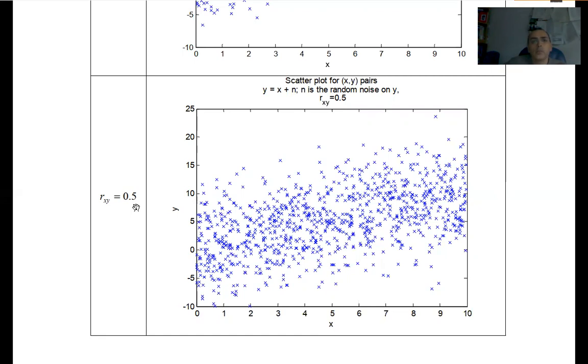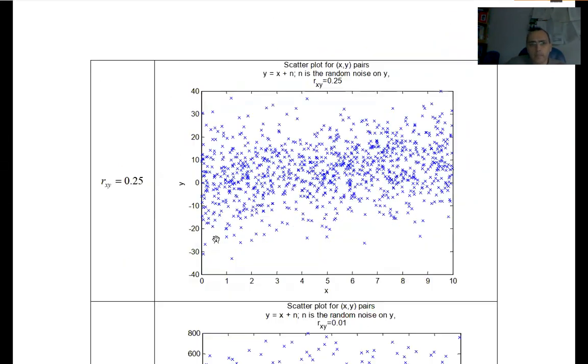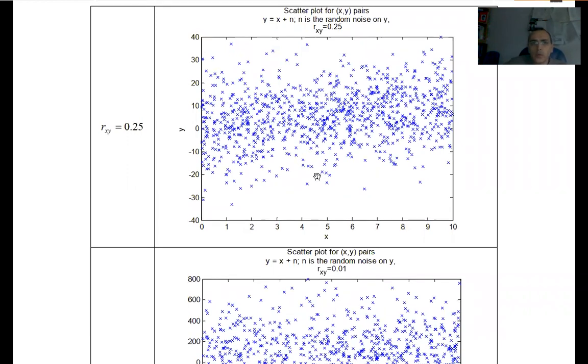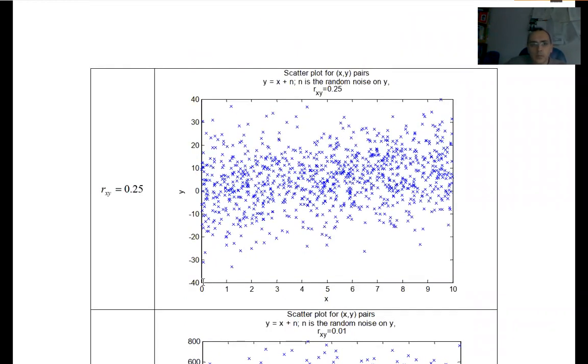X and y, the correlation coefficient in this case is 0.5. Then 0.25. So as you see, this range is right now minus 40 to 40. X range is 0 to 10, like in all other cases. So for x equal to 5, I see minus 25. Some other sample at 22, you see that there is a large spread. And I'm losing this trend a little bit, okay?